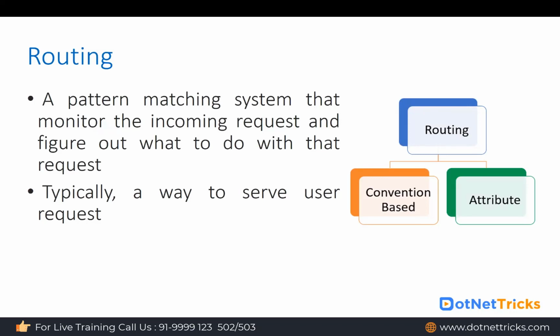And in MVC we have two types of routing. We have convention based routing, and we have attribute based routing. Attribute based routing is available from MVC 5 as built-in, but if you want to use it with MVC 3 and MVC 4, we have to download a NuGet package. With the help of the NuGet package, you can use attribute routing in MVC 3 and MVC 4 as well.